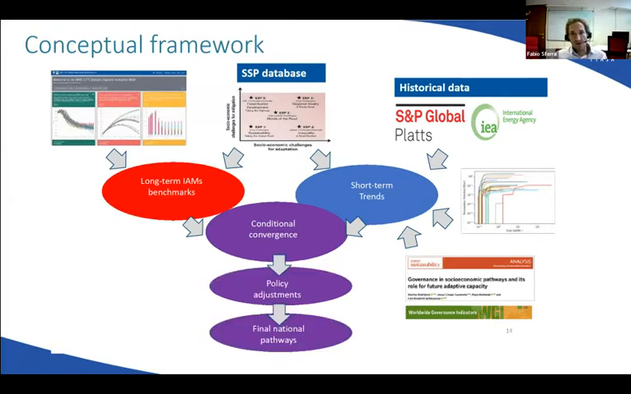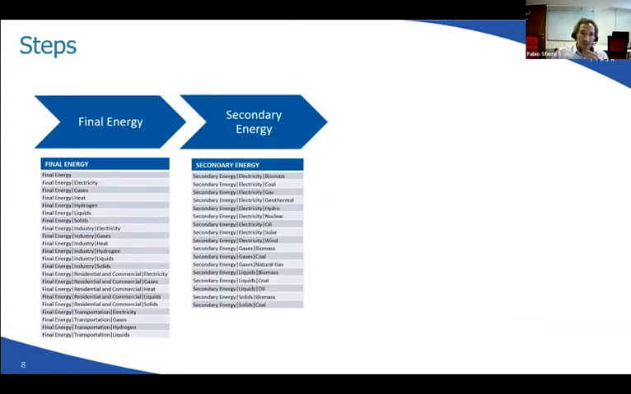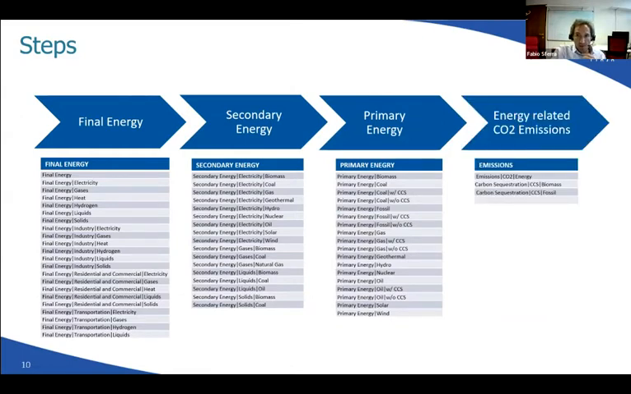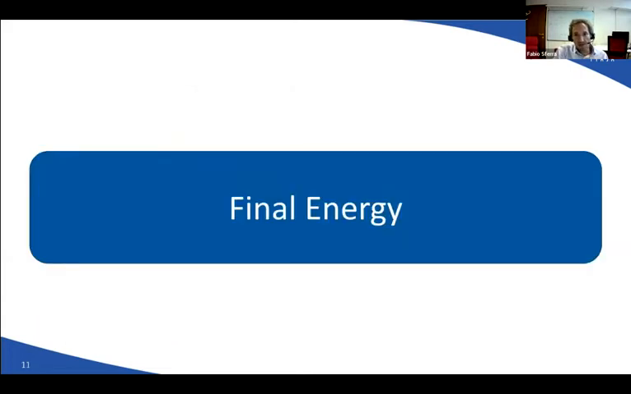Then another nice feature of the downscaling algorithm is that we can also introduce domestic policies, and we take into account INDCs in 2030 and also the mid-century targets in 2050. And after we do the policy adjustments, we get the final national pathways at the country level. So in terms of the steps, we start by downscaling first the final energy variables. And essentially here you can see a table with all the variables that we are looking at. Then after that, we downscale the secondary energy variables. Then we go into the primary energy, and finally, we downscale the energy-related carbon emissions and also CCS sequestration from biomass and from fossils.